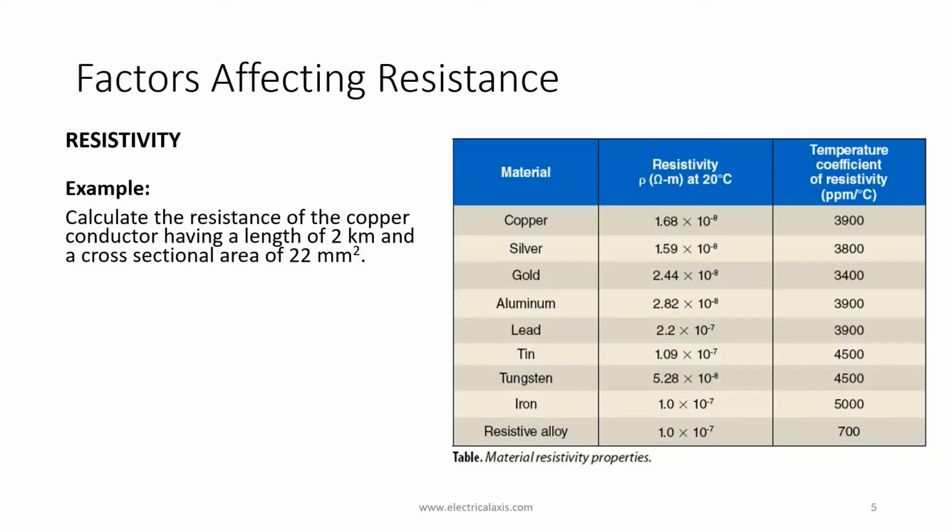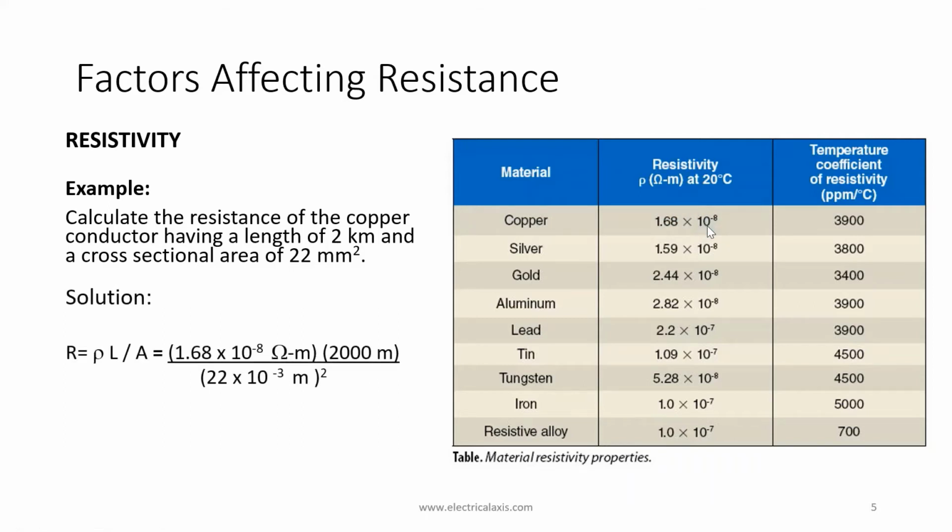Okay, as of this point, we are going to have an example involving resistivity. For example, calculate the resistance of the copper conductor having a length of 2 km and a cross-sectional area of 22 millimeters squared. Okay, from the table given, we can see that the resistivity of copper is 1.68 times 10 to the negative 8. If we're going to apply the formula, we can get the solution. Okay, so the 1.68 times 10 to the negative 8 can be directly substituted here as a value of the rho.